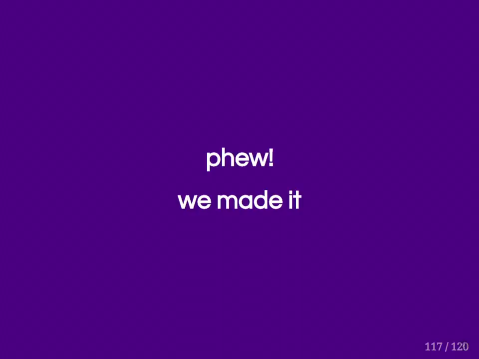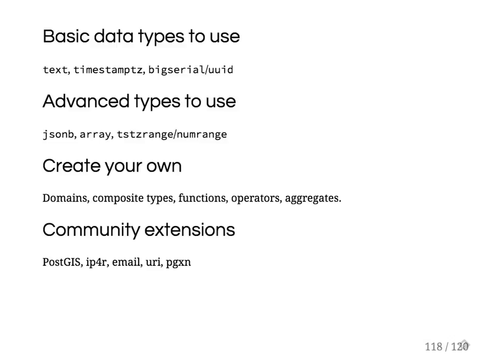Congratulations, you've all survived to the end. I will very succinctly recap how we got here. Even this slide is too many things to remember, I'm sorry. But for your basic data types, use text. Stick with timestamp TZ. That supports time zones. And use big serial or UUID instead of serial or integer. And numeric, yeah.